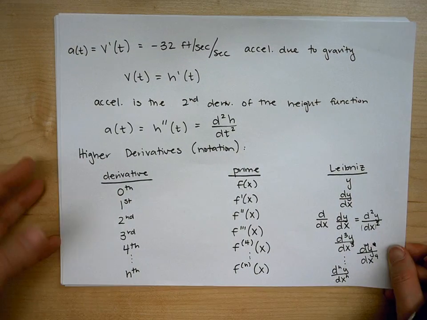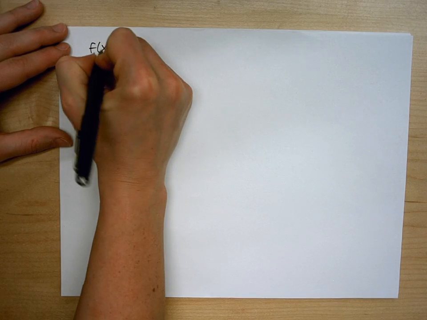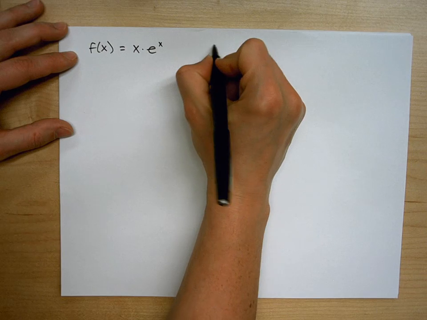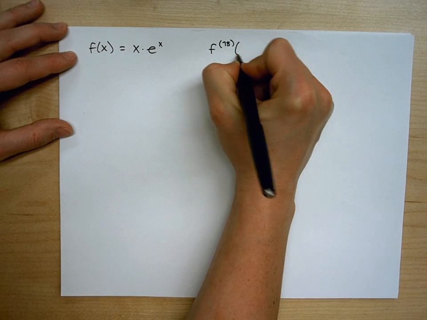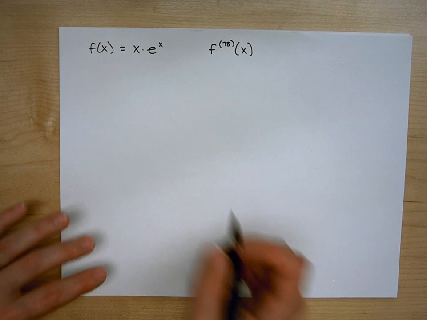All right, so let's just do an example of looking at a higher derivative. So let's say that I had the function x times e to the x. And let's say I wanted to know what the 78th derivative is. So I'd write it like that. What's the 78th derivative? You might be thinking, oh wow, this video is going to be really long if she's going to calculate the 78th derivative.